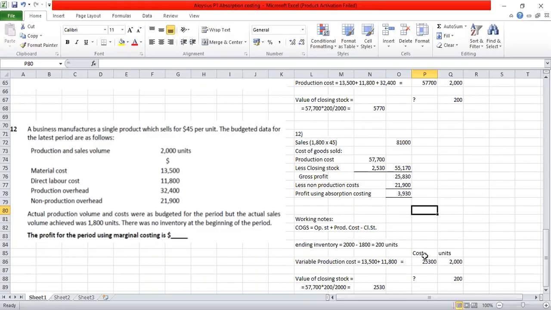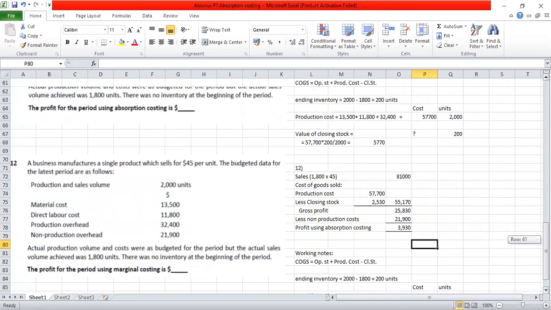For 200 units, how much? So we got it as 2,530. Production cost anyway we know that, which is 57,700. 1, 2, 3, three items is 57,700. From that, closing stock of 2,530 is deducted. We got this as gross profit. Deduct non-production cost, which is 3,930.